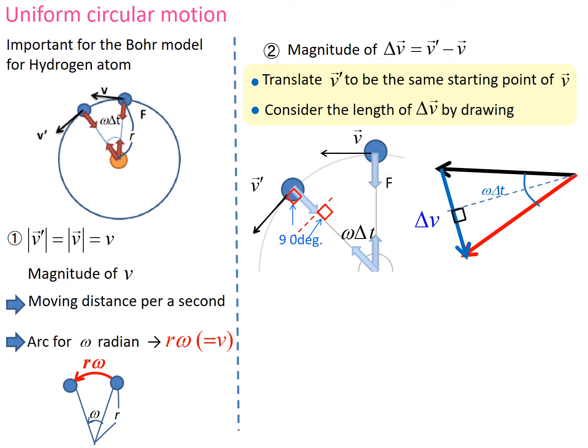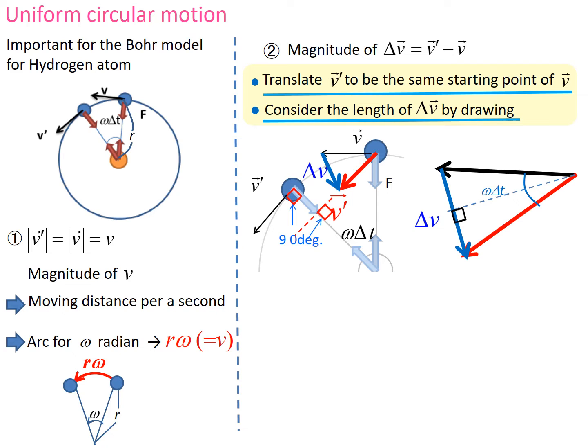Question 2 is to determine the magnitude of the difference vector delta v, between the v prime vector and the v vector. The v vector is the velocity vector at a given time, and the v prime vector is the velocity vector after delta t seconds. The point to determine the difference vector is to translate the v prime vector so that the start points of v and v prime are aligned. Since this corresponds to the delta v vector, the length is determined by drawing.